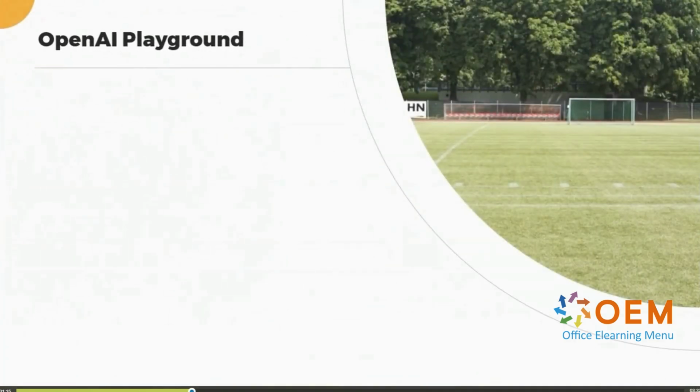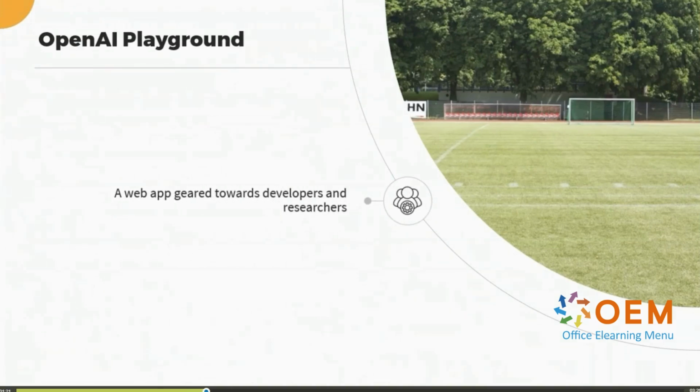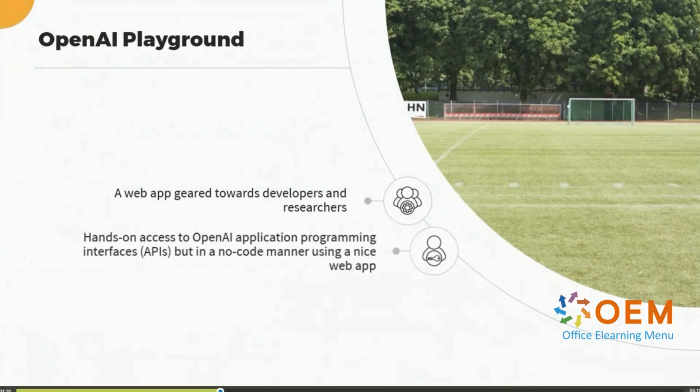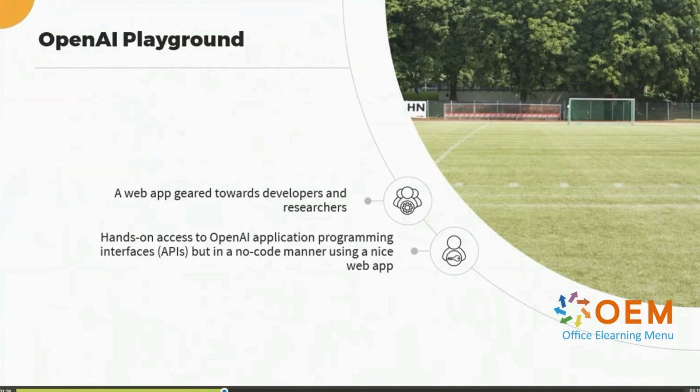So while ChatGPT is meant for regular everyday use by anyone and everyone, the OpenAI Playground is a web app geared towards developers and researchers who are working with large language models. The OpenAI Playground gives you hands-on access to OpenAI's application programming interfaces or APIs, but without writing any code, in a nice no-code manner with a web application that you can play around with.